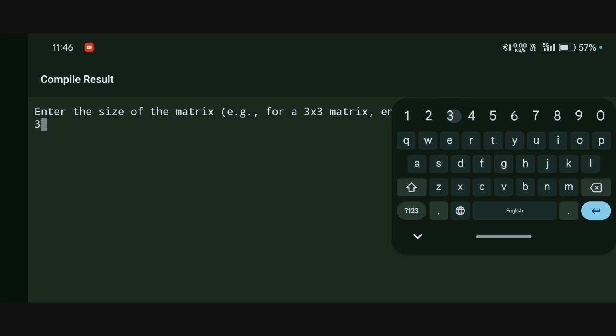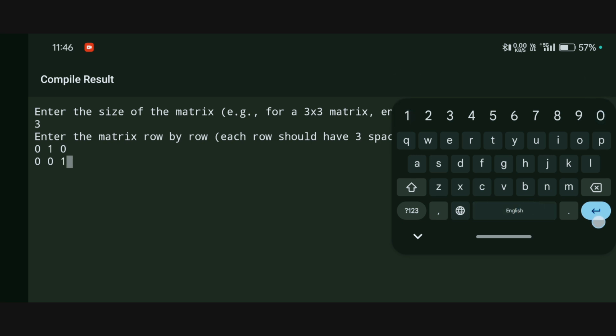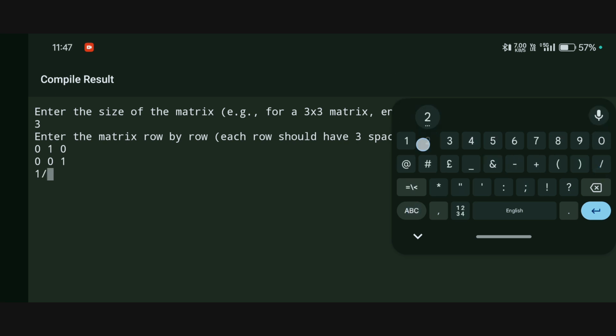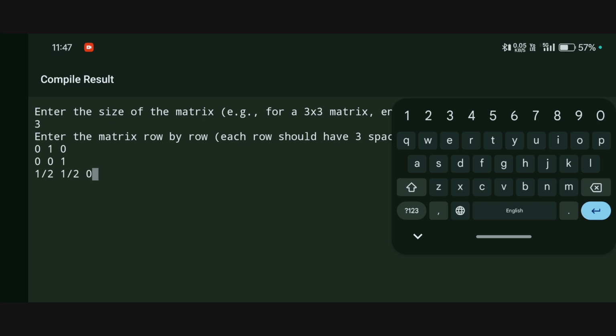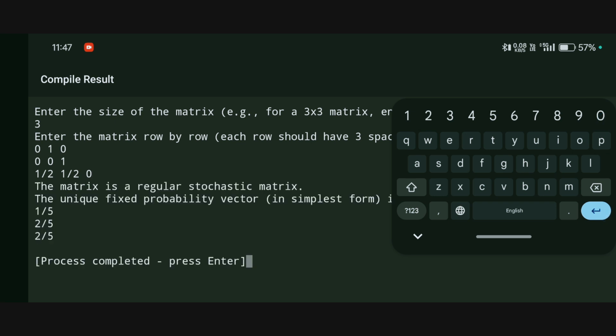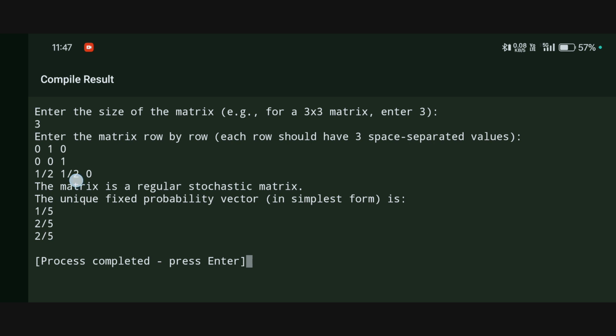Let's enter 3 by 3, with rows 0 1 0, 0 0 1, and 1 by 2, 1 by 2, 0. It must be stochastic. Okay, it returns that the matrix is a regular stochastic matrix. The unique fixed probability vector in simplest form is 1 by 5, 2 by 5, and 2 by 5.